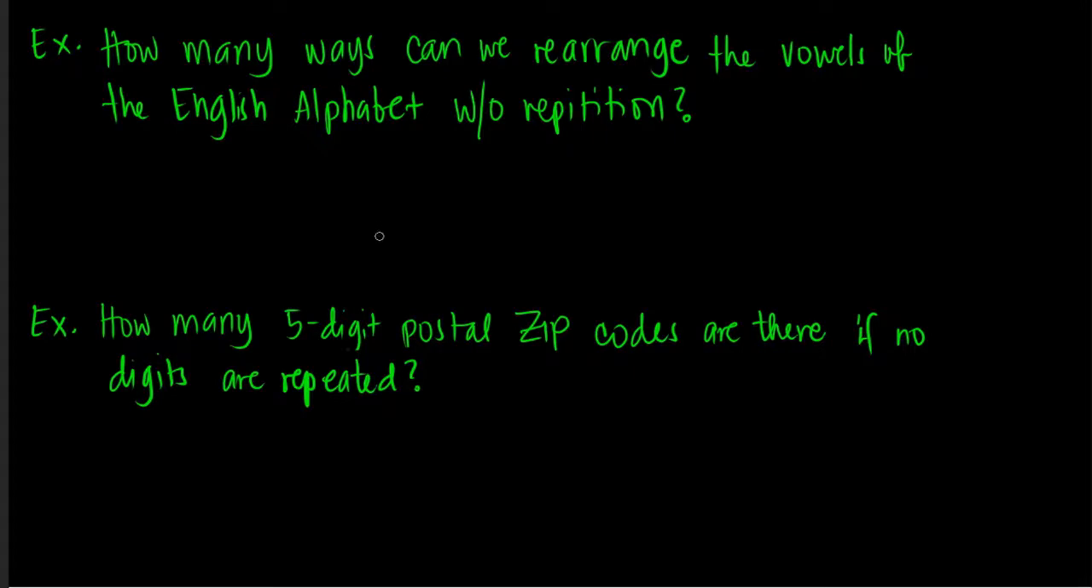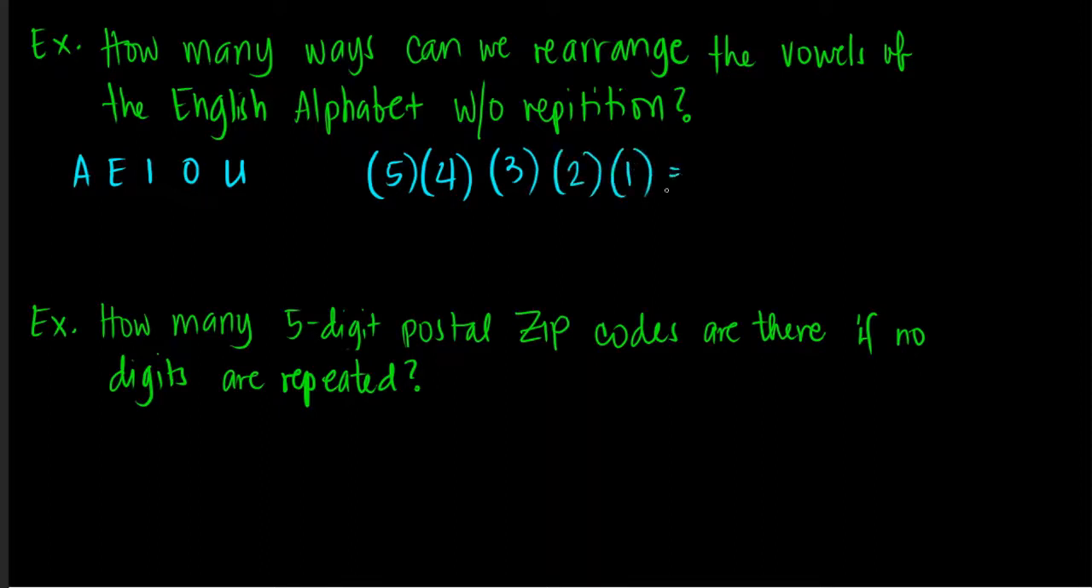So, observe. How many ways can we rearrange the vowels of the English alphabet without repetition? We have A, E, I, O, U. Those are our vowels in the English alphabet. Using our counting principle, we want to rearrange this without repetition. 5 times 4 times 3 times 2 times 1 is equal to 120. So there are 120 ways that you can rearrange the English alphabet vowels.